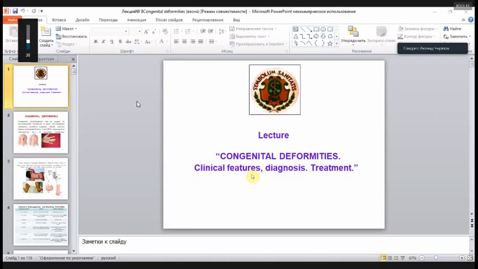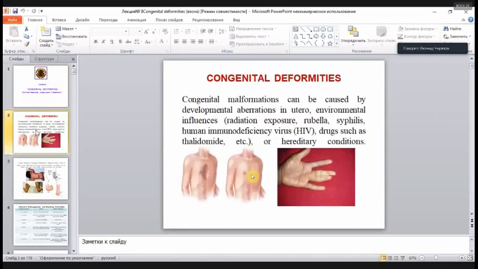Congenital deformities. Congenital malformation can be caused by developmental aberration in utero, environmental influence, radiation exposure, rubella, syphilis, human immunodeficiency virus, or hereditary condition.